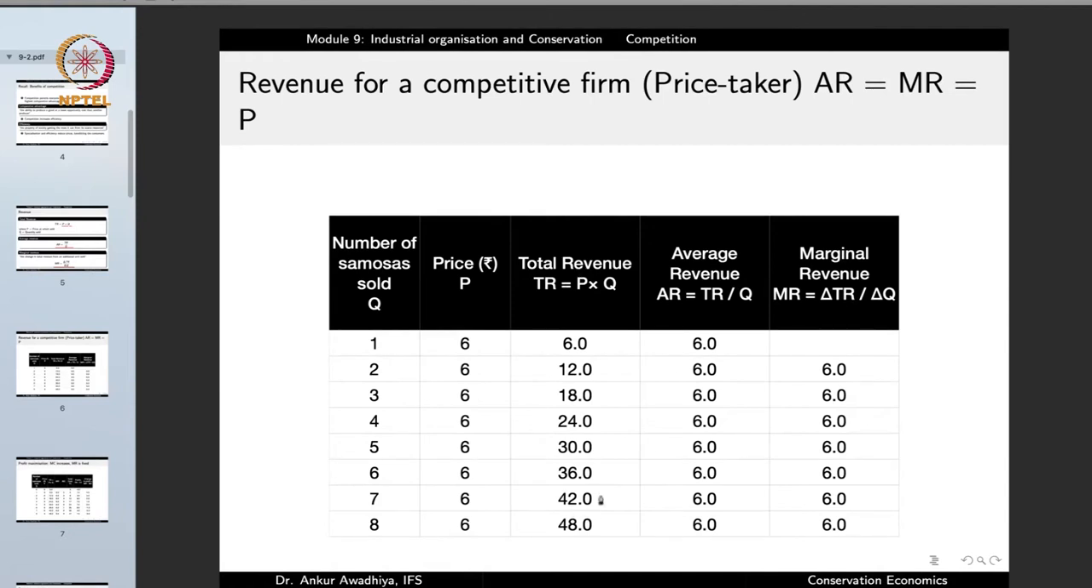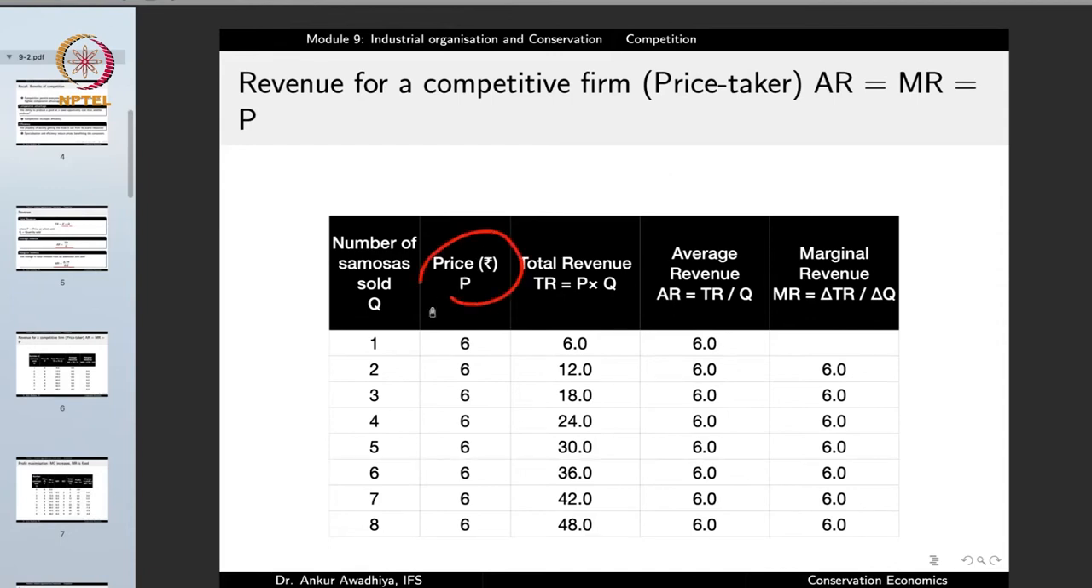So in this column, we have the total revenue. The average revenue is given by TR divided by Q. So here we have TR divided by Q. 6 divided by 1 is 6, 12 divided by 2 is 6, 18 divided by 3 is 6. And so we are finding that average revenue is equal to 6 rupees in each case, which is equal to P.